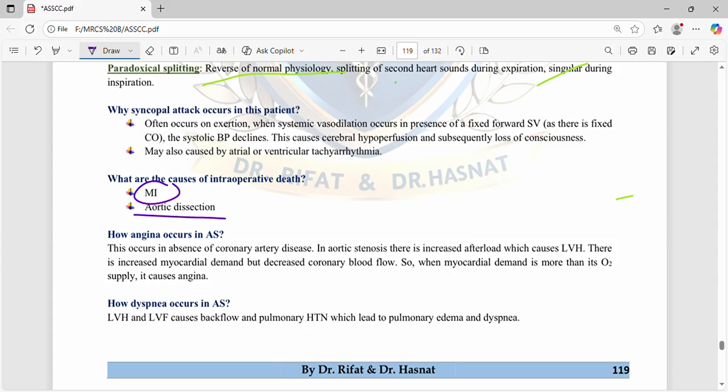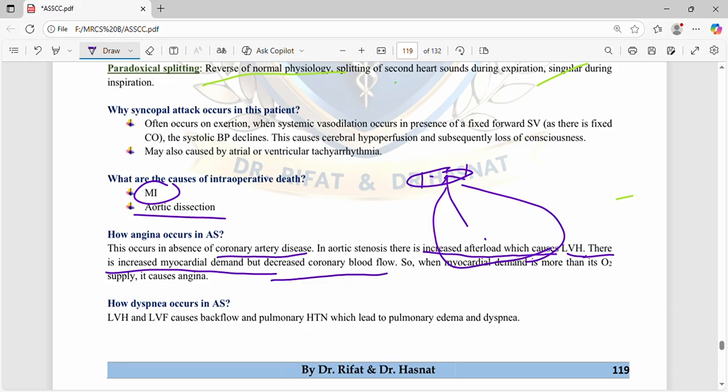How does angina occur in aortic stenosis? This occurs in the absence of coronary artery disease. There is no primary issue in the coronary artery. In aortic stenosis there is increased afterload, which causes left ventricular hypertrophy, because the left ventricle has to push against a resistance. There is increased myocardial demand but decreased coronary blood flow, so myocardial demand is more than its supply.